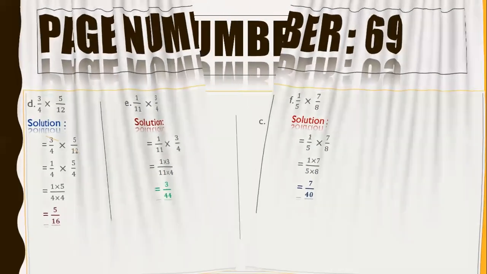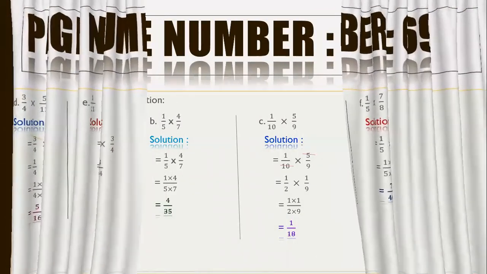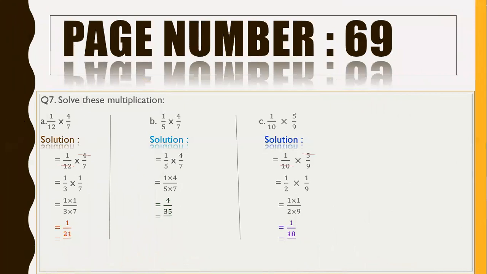Question 6 is finished here. There are 6 parts. Now come to question 7. There are 8 parts of this question, part A to H. This question is also the same as we did in question 6, but in most of the parts here we can cancel the terms.